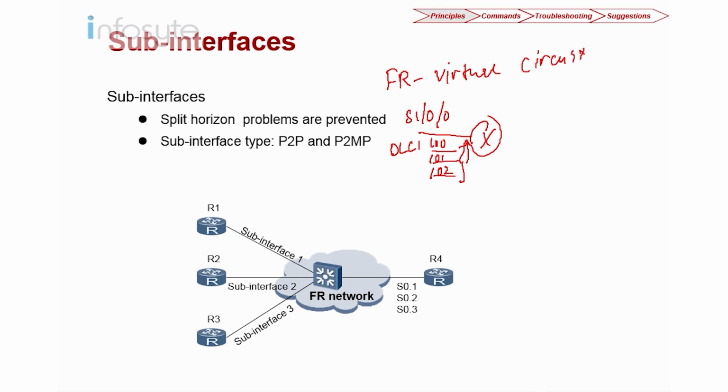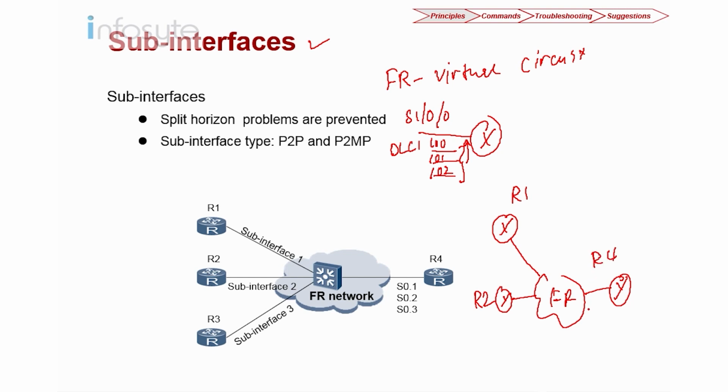So what does this have to do with our concept called the sub-interface? Firstly, assuming that I have a router, all connected to the FR, and I have a router connected here, R1, then I have R2 over here, and I have R4. Now let's say we are running RIP. If I'm going to use the interface S1/0/1 on R1, I'm going to configure RIP from R1 to R4.